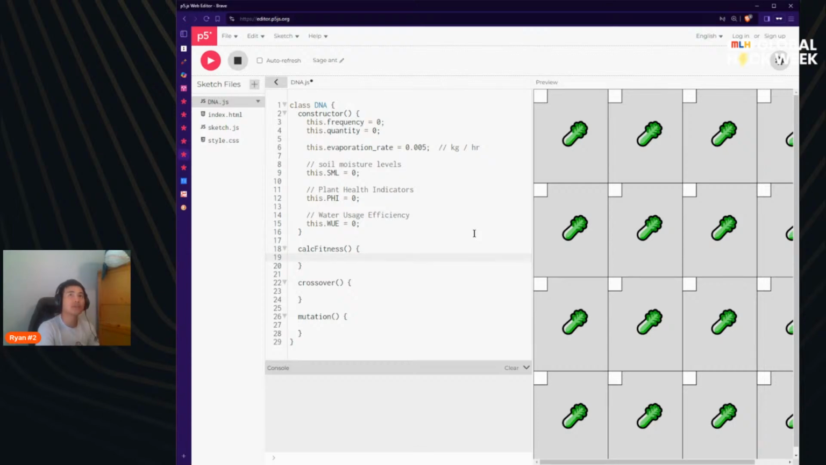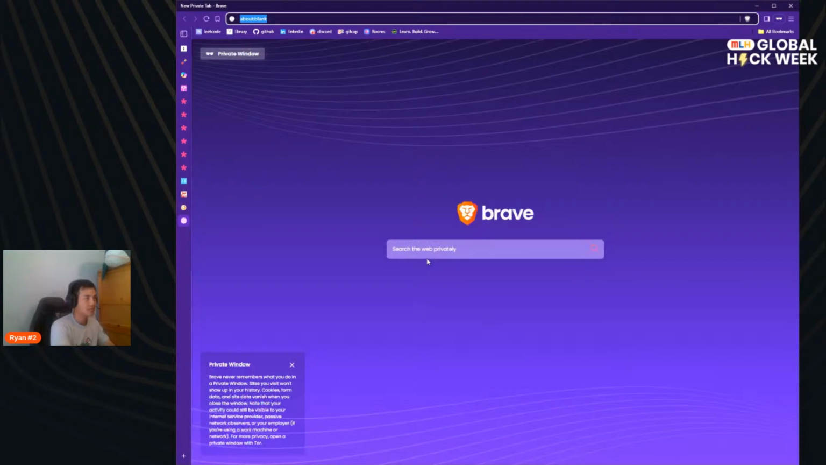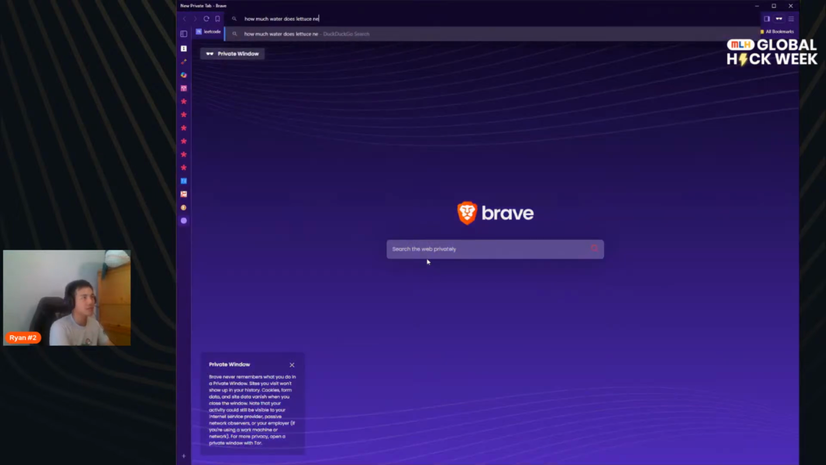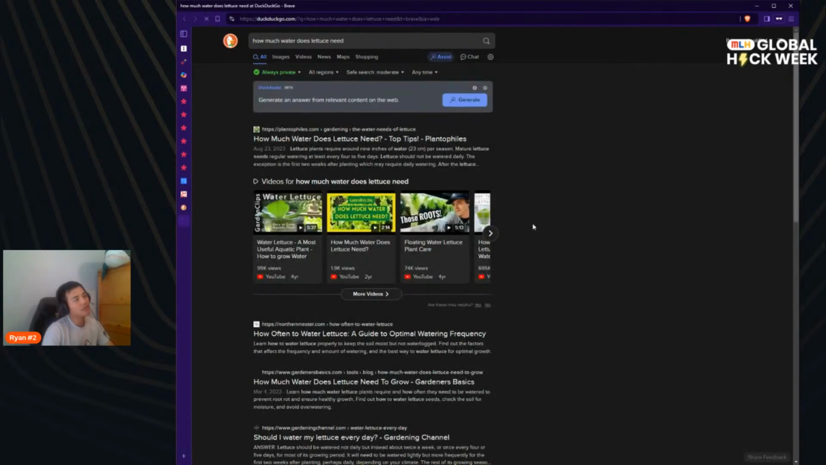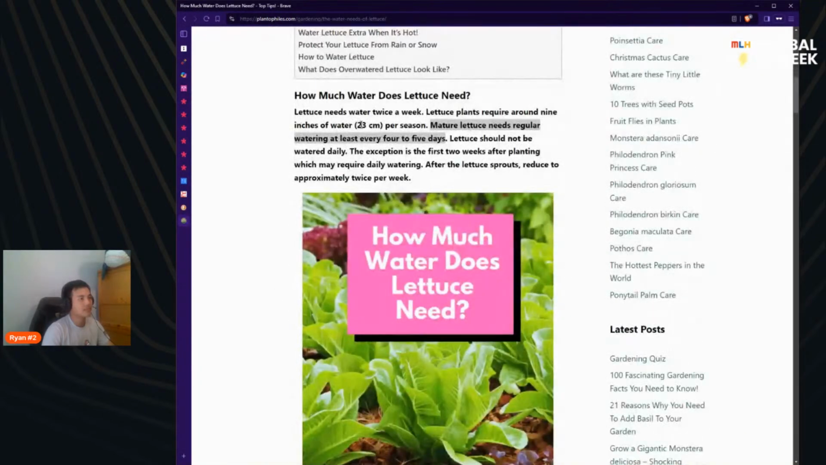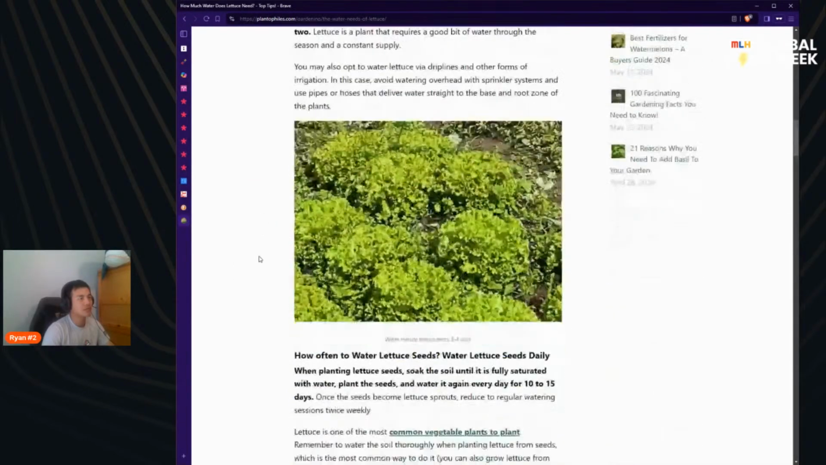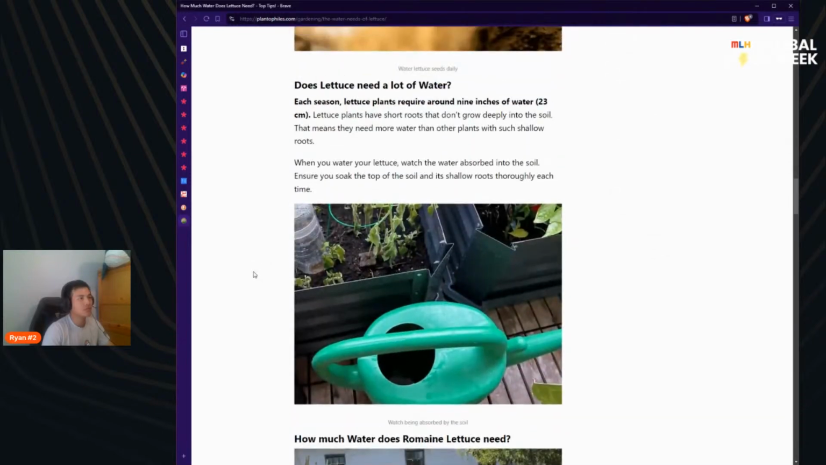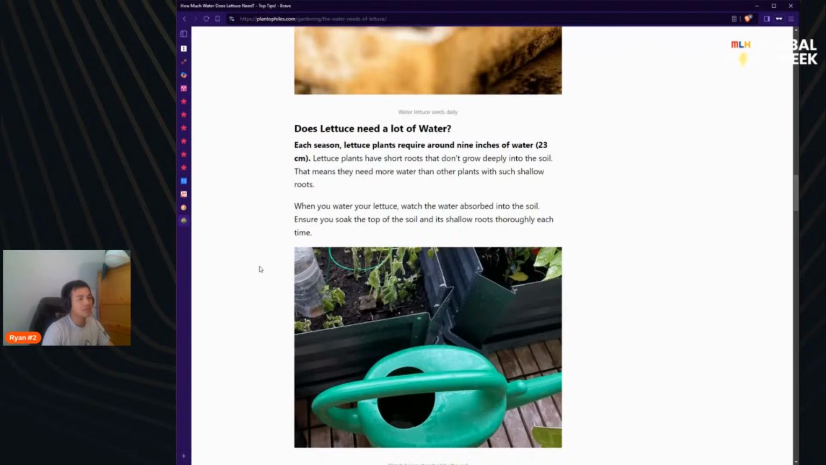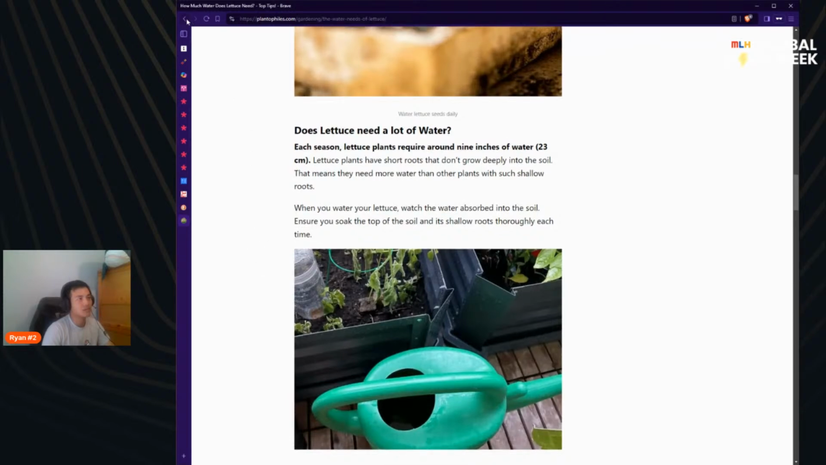So a big thing is probably trying to keep the moisture levels within the right threshold. And so the frequency and quantity is going to be about making sure that we stay within that threshold. So how much water does lettuce need? Watering every 4 to 5 days. Inches of water per season. .23 centimeters. I don't know how long a lettuce season is.